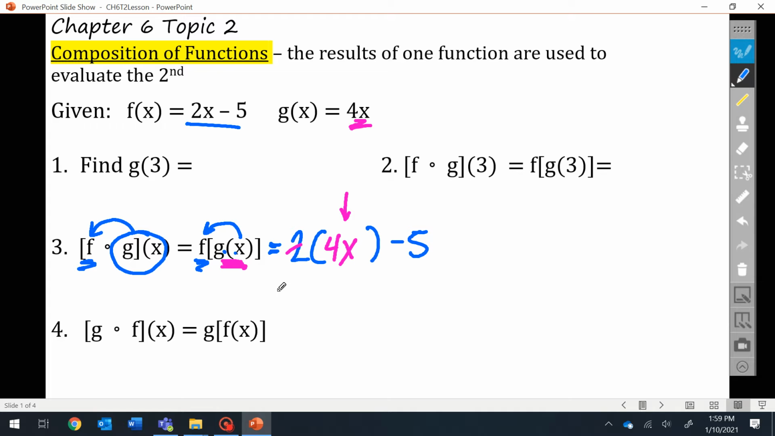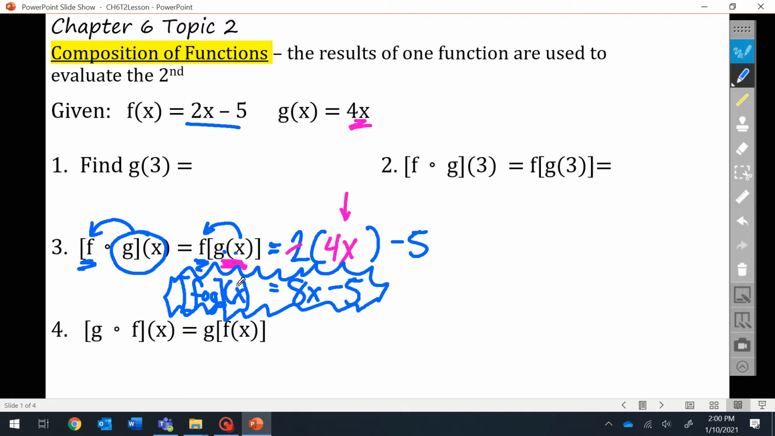And now I can simplify. That's 2 times 4x is 8x minus 5. And this is a new function. This is the f compose g of x function. This is the composition function. And that's all there is to it. That would be our composition.